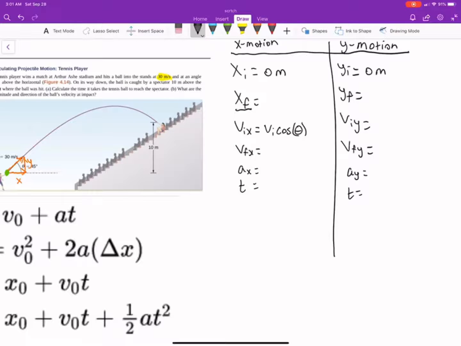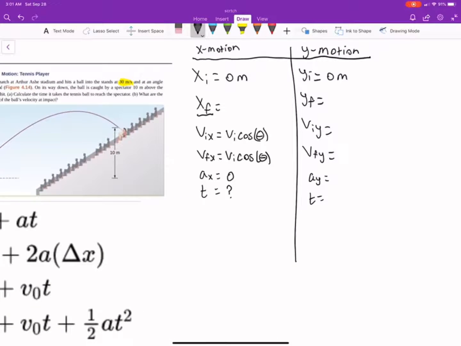Now, also in the X direction, we know there's no acceleration in the X direction. If you have no acceleration, acceleration is your change in velocity, and if there's no change, then V final is the exact same thing as V initial for X, because there's no acceleration in the X direction. There's gravity. That's something that's accelerating our tennis ball, but that's in the Y direction, not the X direction. And then as for time, that's really what we're looking for. And time's the same for X and Y, so we can use either one to find it.